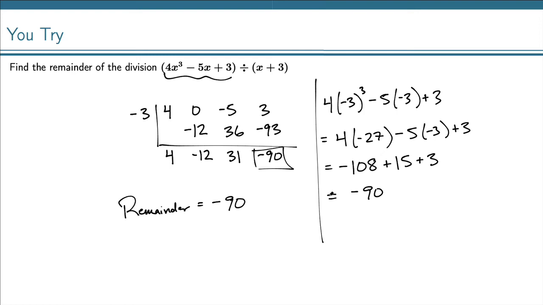So there we see the remainder theorem in action, telling us that the remainder is simply the function value at the 0 of that divisor.